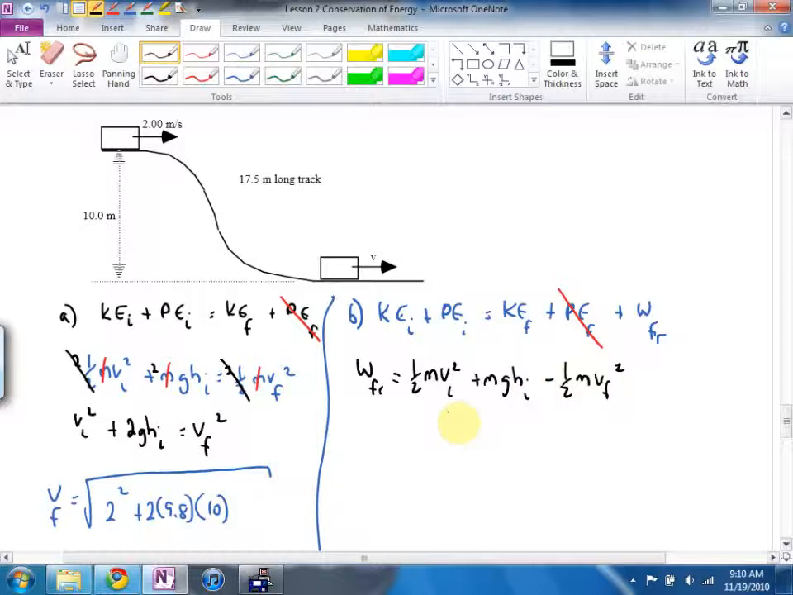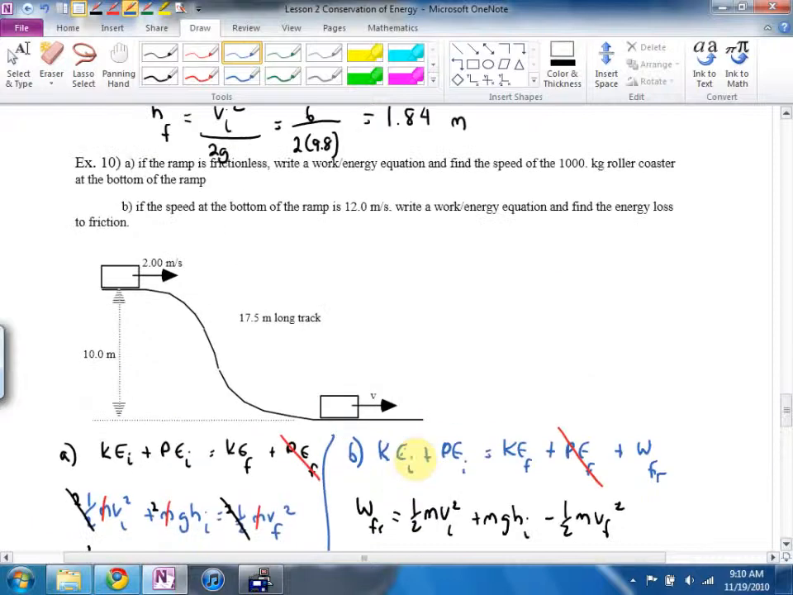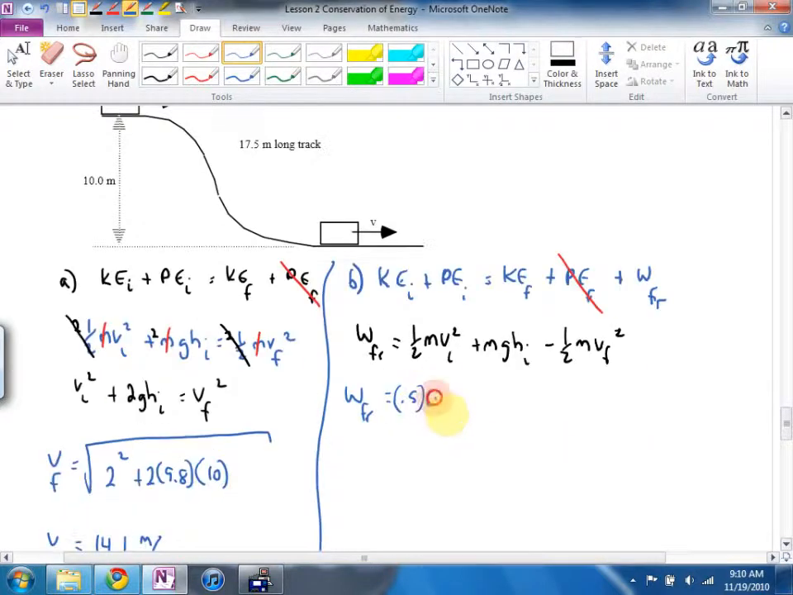Hey, let's crunch the numbers. The work done by friction is equal to 0.5 times, what did I say the mass was? 1,000. Oh, that's a nice number. 2 squared plus 1,000 times 9.8 times 10, minus 0.5 times 1,000 times, what did I say, 12 squared.